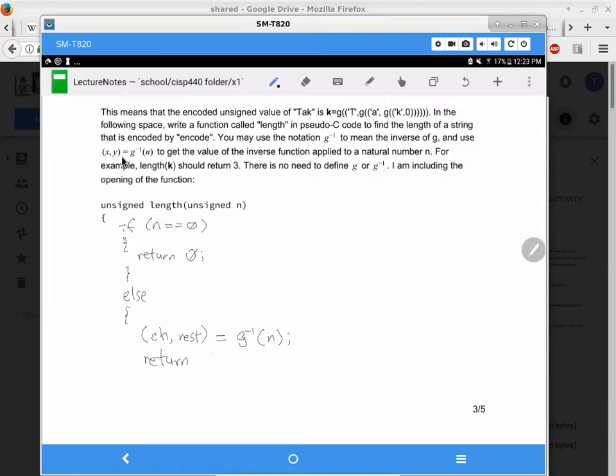1 plus. That 1 is because of ch. But how many more characters do we have encoded in, quote-unquote, rest as a variable? Don't ask me. I'm going to call the subroutine again. Ask the next guy. So this is where the recursion is going to come in handy, because now we can just say, look at the length of the string encoded by the rest. And that's the whole function.